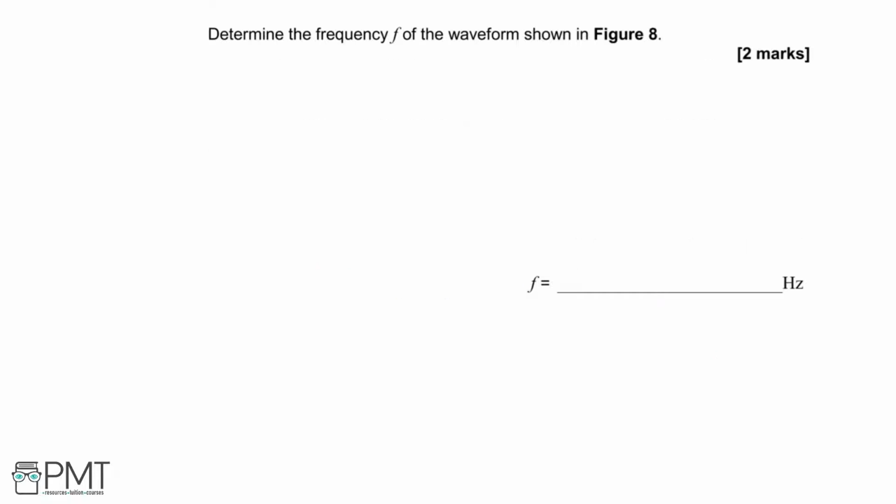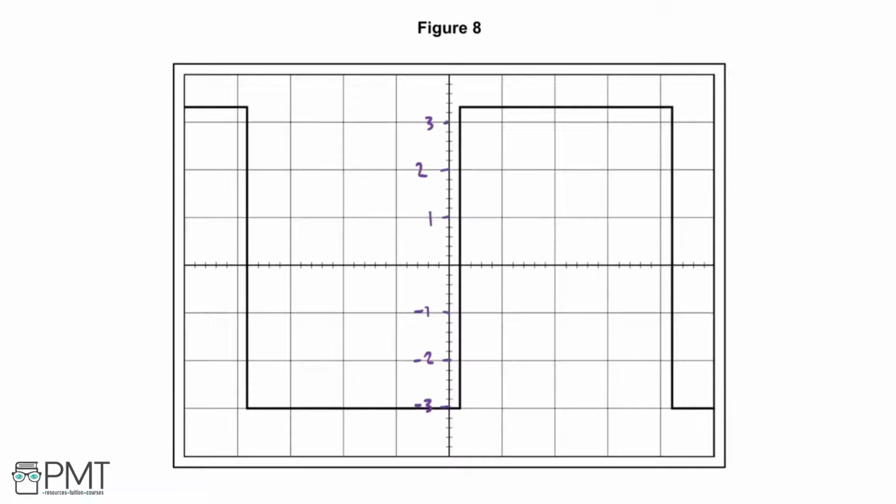Determine the frequency f of the waveform shown in figure 8. Let's look back at that graph again. Now this time we need to use the time base. So we need to know the width of the squares, if I just write those on. If we look at a complete cycle of oscillation here, we could go from minus 1.9, where it starts to drop from the top, to the next point where it starts to drop from the top, which is going to be at 2.1. So we've got a difference there of 4 milliseconds. So that's our time period.